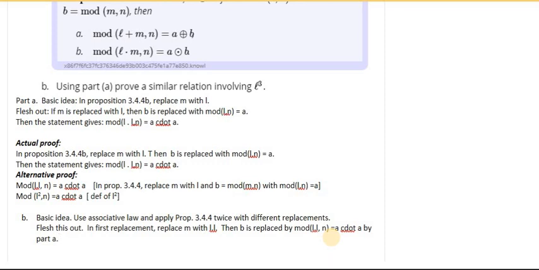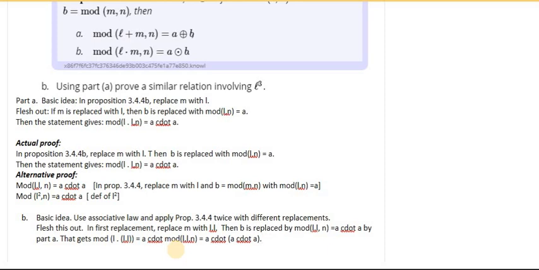Okay, so that's the first thing. Now, I said I need to use 3.4.4 twice. Actually, I've used 3.4.4 once, and then I've also used part A once. But part A used 3.4.4. So does that get me what I want? Well, let's see what it gets me. I have mod L dot, and I'm replacing M with L dot L. And that's going to be equal to A C dot mod L dot L N, and that's the same thing as A C dot, then A C dot A.